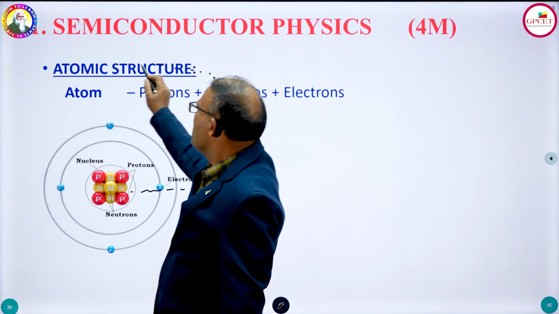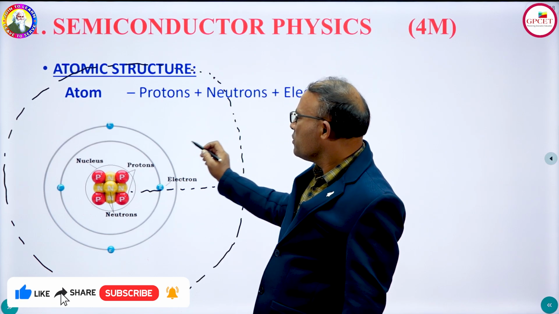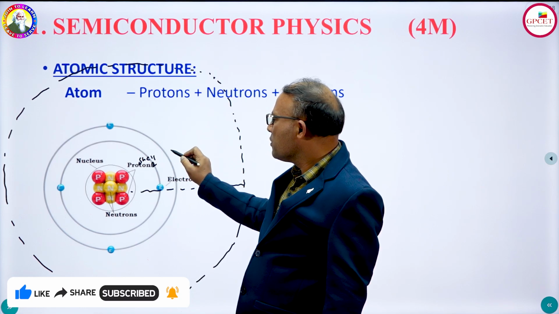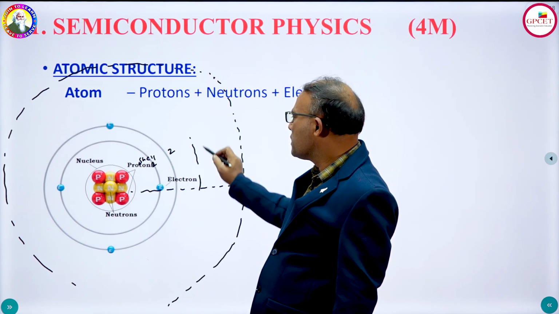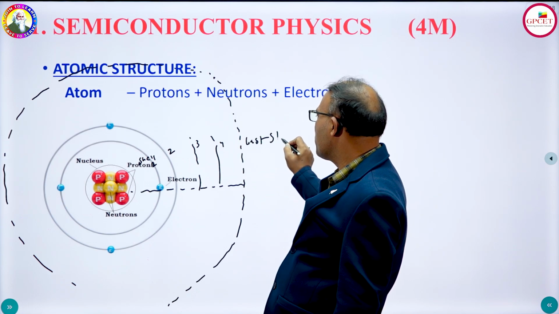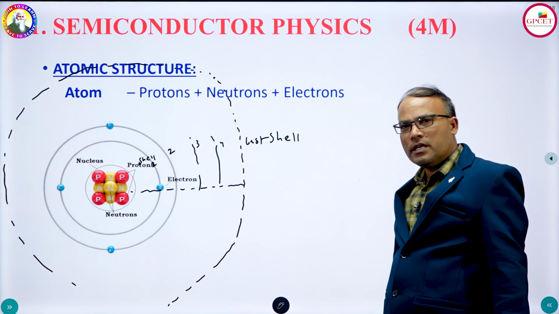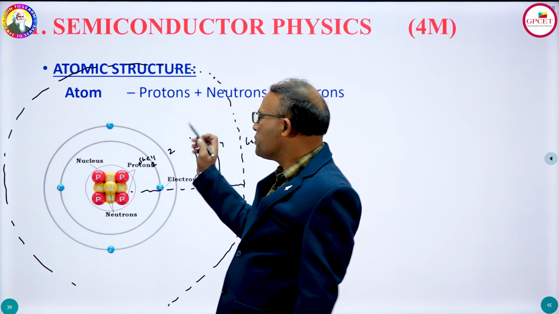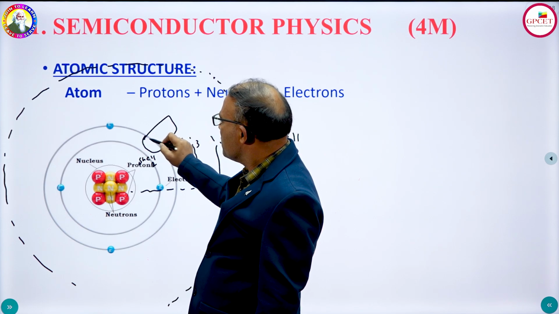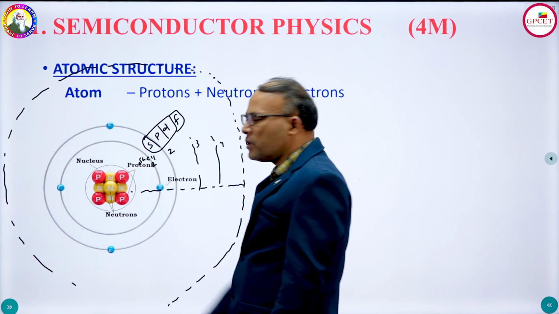Here you can consider that each orbit is also a combination of subshells. This is called shell 1, this is shell 2, and likewise you go to shell 3, shell 4, and this last one is called the last shell or valency shell. Each shell, which is called an orbit, contains subshells called S, P, D, F, where the electrons are present.